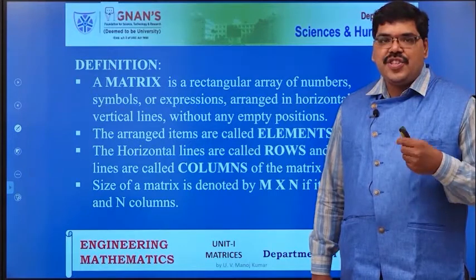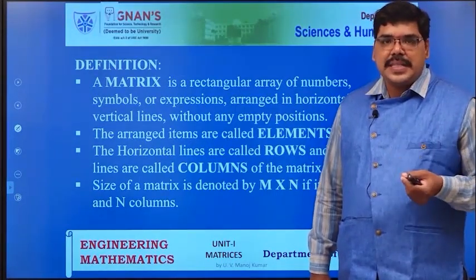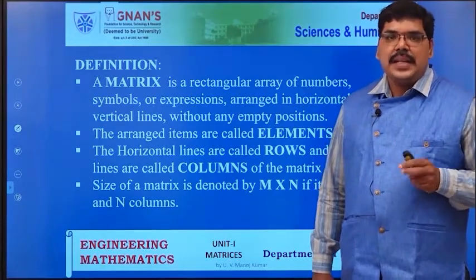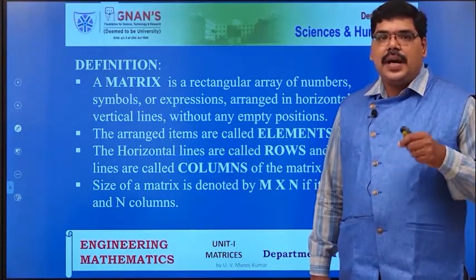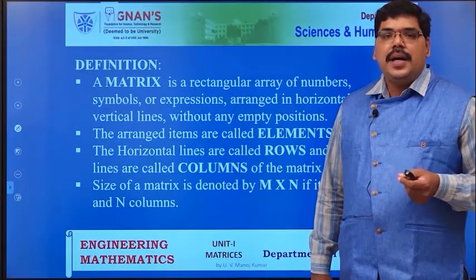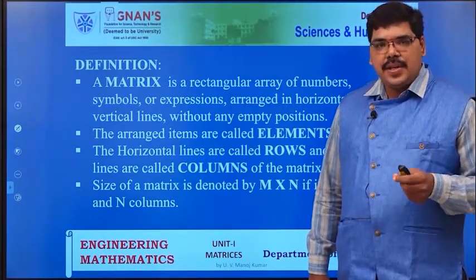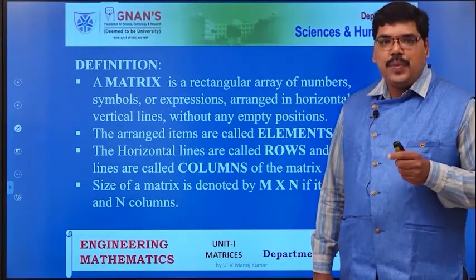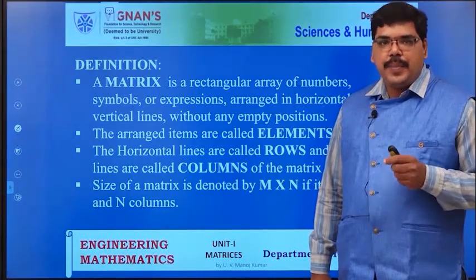Whatever we are arranging in a rectangular arrangement, those symbols or numbers or expressions are called elements of the matrix. The rectangular arrangement itself is called the matrix, and whatever we are arranging are called elements of the matrix. The horizontal lines are called rows of the matrix. The vertical lines are called columns of the matrix. If a matrix has m rows and n columns, then the size of the matrix is said to be m by n.